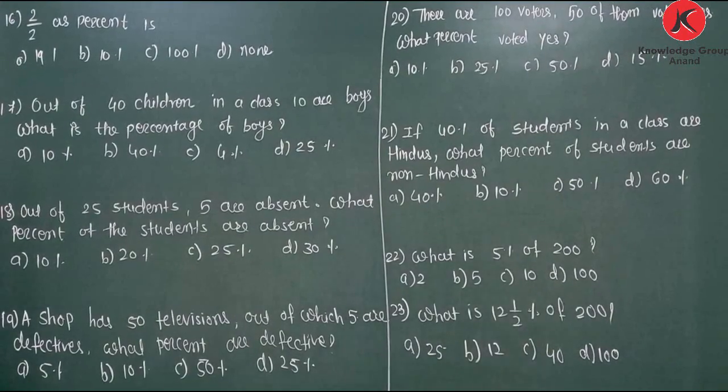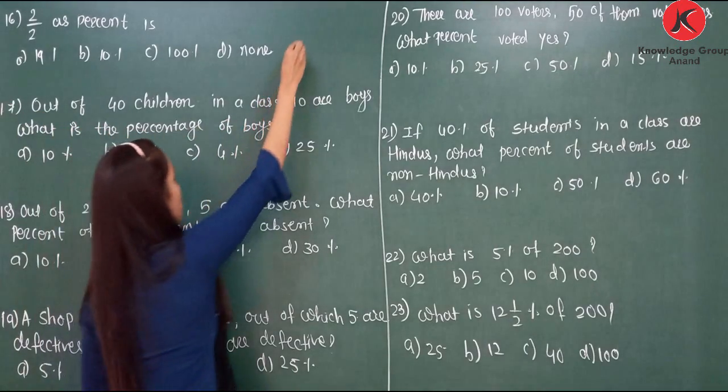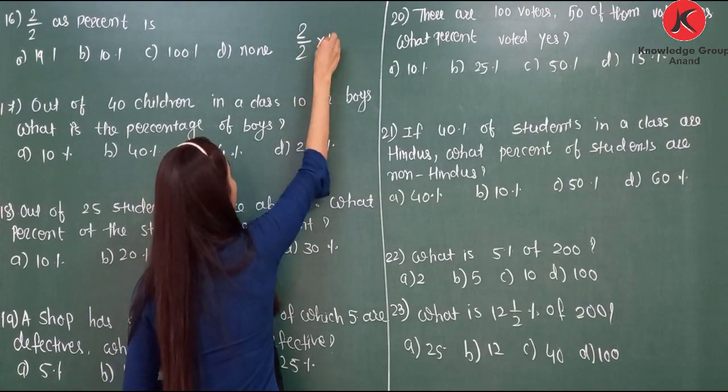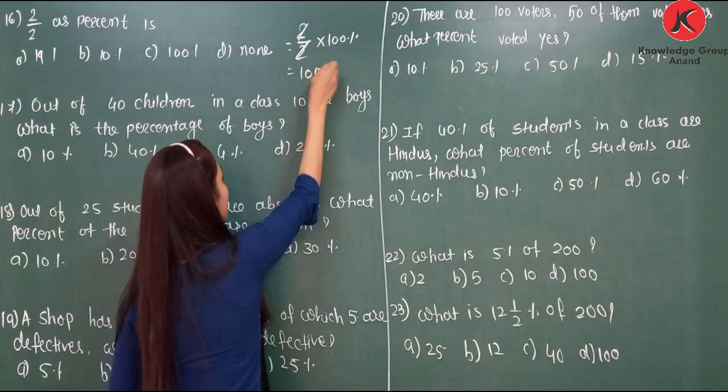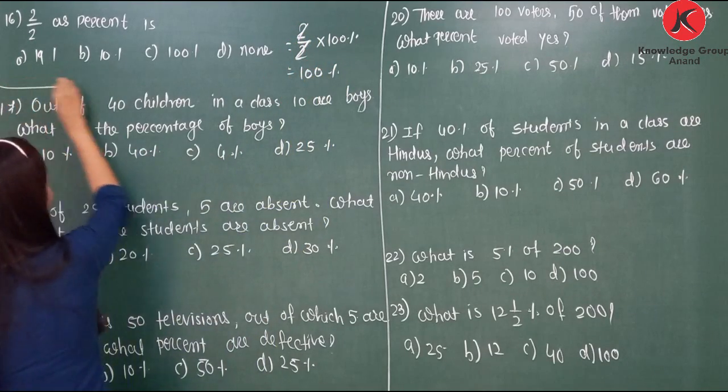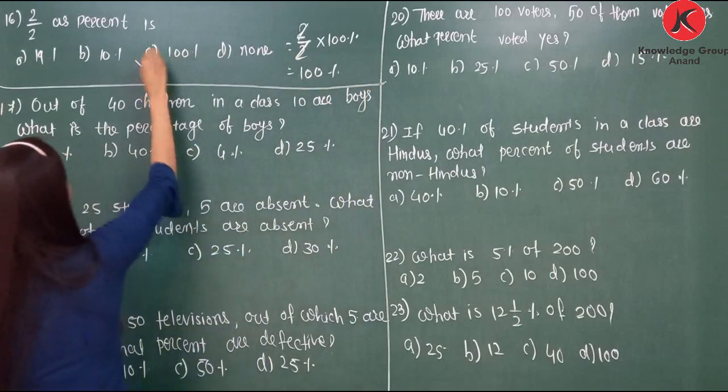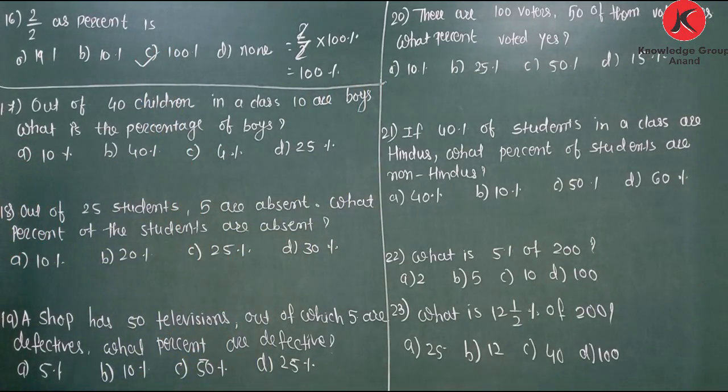Now next, 2 by 2 as percent. So here 2 by 2, that is a fraction. So how can we convert it into percentage? 2 by 2 multiply 100%. So 2 cancel, so it is 100%. So if this kind of question is asked, then it is answer option C, 100%.